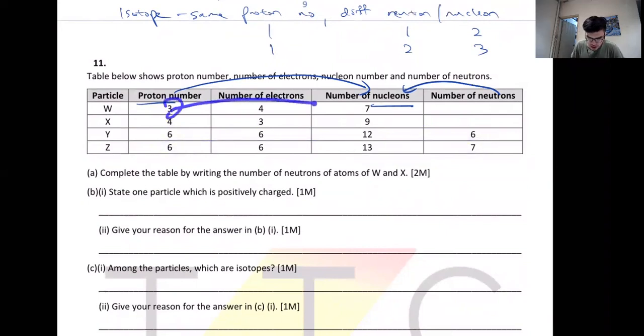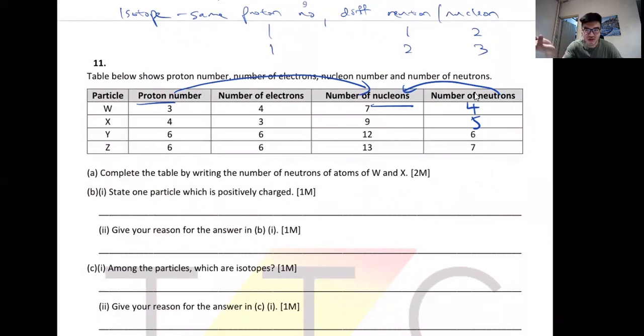So 3 plus what equals 7? That will be 4. 4 plus what equals 9? That will be 5. You see, we don't really focus on neutron because neutron doesn't really say anything. Neutron doesn't tell us how reactive something is. It doesn't tell us where it is in the periodic table. So neutron number is something that we don't really care about.